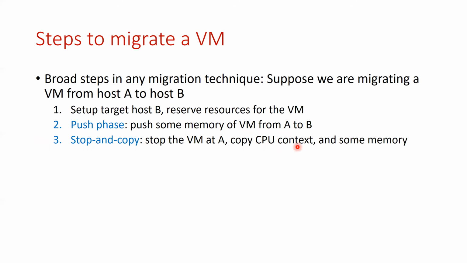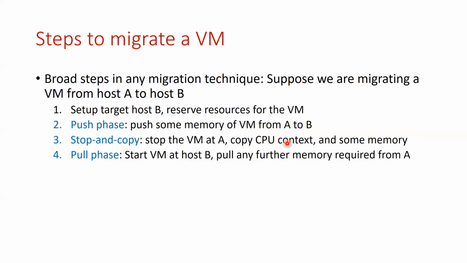Why? Because the CPU context is constantly changing when a VM is running on a CPU. Maybe some memory pages are changing and some are not changing. So the pages which are not being used currently, you can push. But you cannot push CPU context when the VM is running. For that, you have to stop the VM and then copy the CPU context. And within the stop and copy phase, you can also copy some more memory. So the stop and copy phase is mainly to copy the CPU context, because this cannot be copied when the VM is running live.